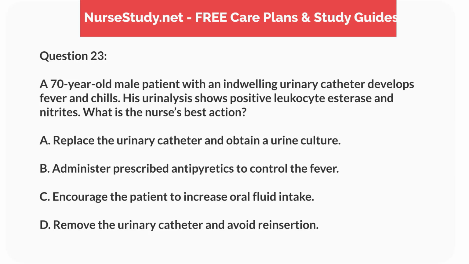Question 23. A 70-year-old male patient with an indwelling urinary catheter develops fever and chills. His urinalysis shows positive leukocyte esterase and nitrites. What is the nurse's best action? A. Replace the urinary catheter and obtain a urine culture. B. Administer prescribed antipyretics to control the fever. C. Encourage the patient to increase oral fluid intake. D. Remove the urinary catheter and avoid reinsertion.